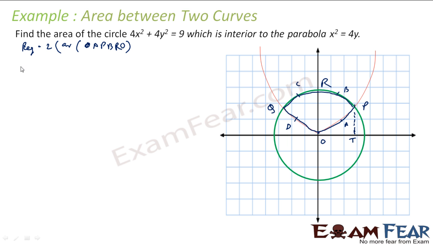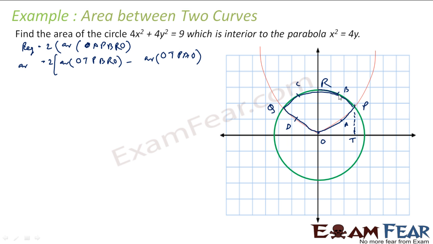I'll show you. Area of this is nothing but 2 into area of, I'll find this complete area OTPBRO minus area of this guy OTPAO. So what I'm doing here, if you see, I'm finding the complete, the whole area OTPBRO, this area, because finding this area is simple.